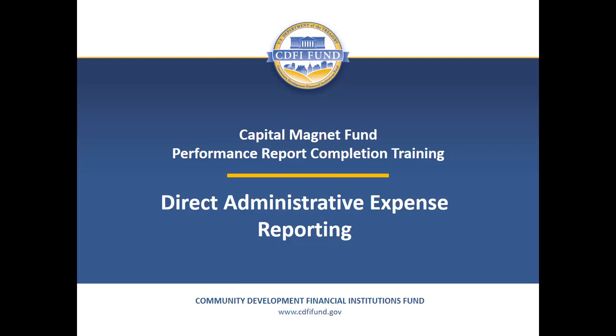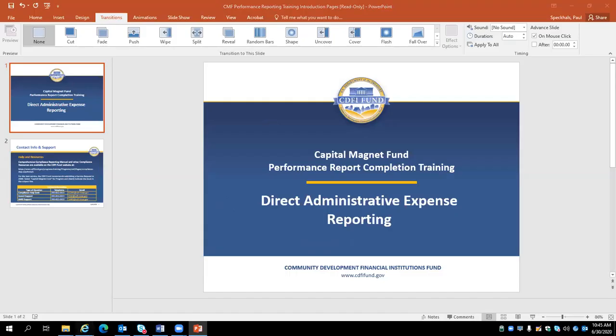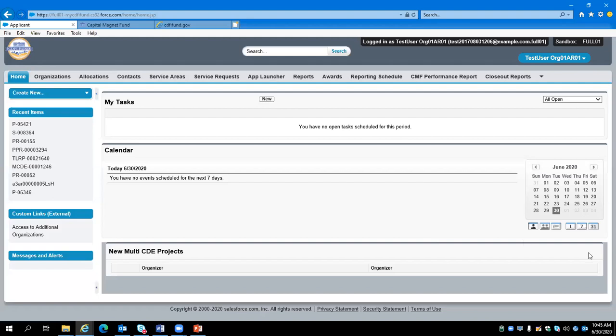This segment will cover direct administrative expense reporting. First, we will navigate to AMIS, or the Awards Management Information System. From here on the home page, we will navigate to the CMF Performance Report by clicking on this link.